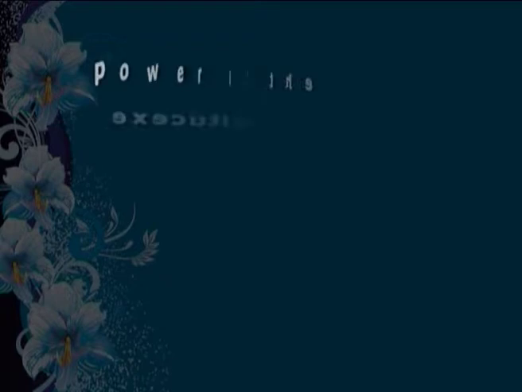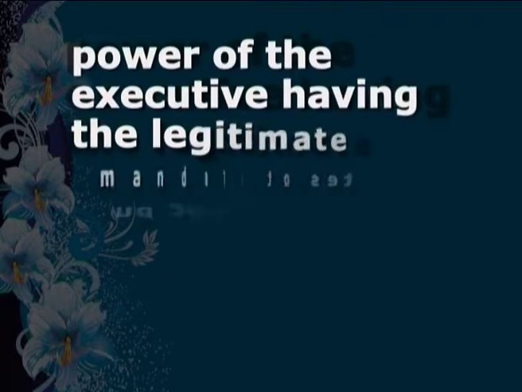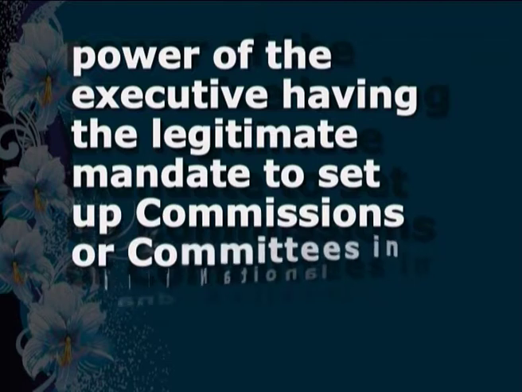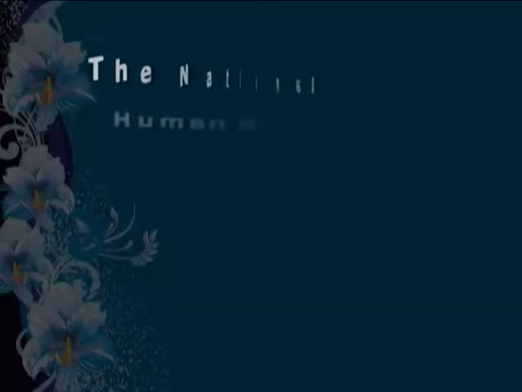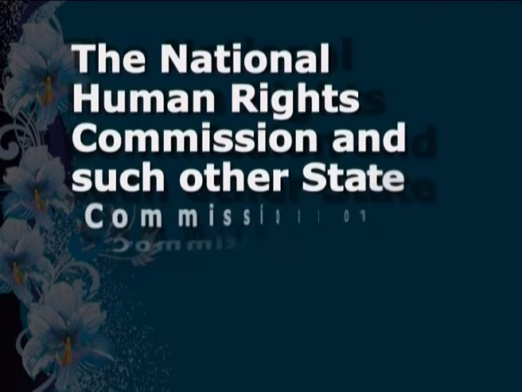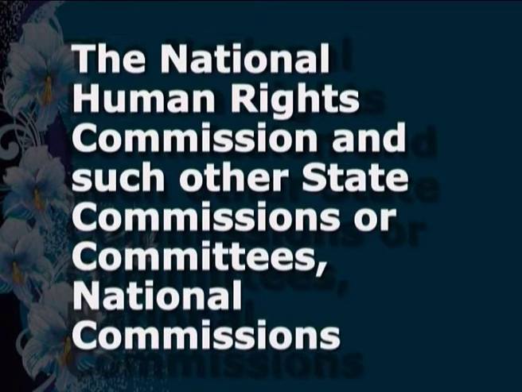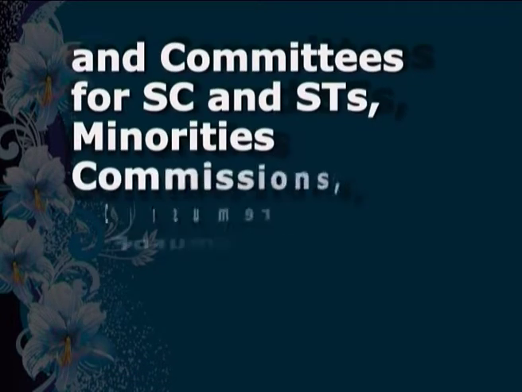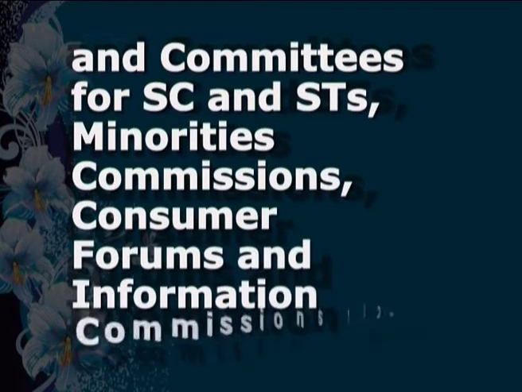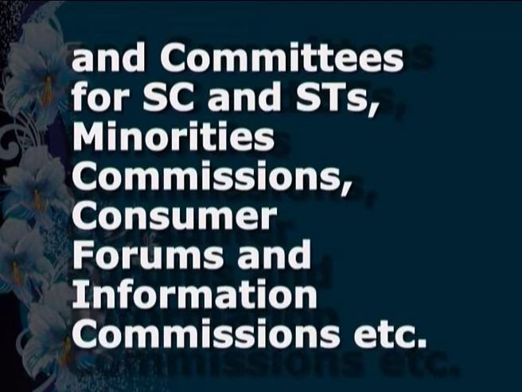Some important works of the executive may be mentioned, such as the power of the executive, having the legitimate mandate, to set up commissions or committees at both national and state level. Now, the executive wing had successfully established the National Human Rights Commission and such other state commissions or committees, national commissions and committees for SCs and STs, minorities commissions, consumer forum and information commissions, etc.